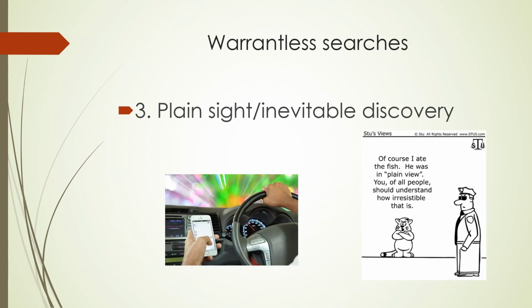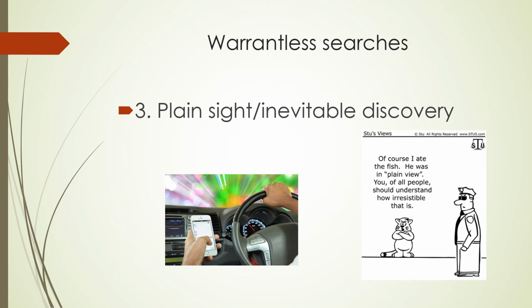Another area is, and it might be obvious, but we'll talk about it anyway, if the police come across evidence of crime in plain sight, right? They're doing their job. If they see somebody commit a crime, they don't have to rush off and get a warrant before they can search that person and seize evidence of crime in plain sight.